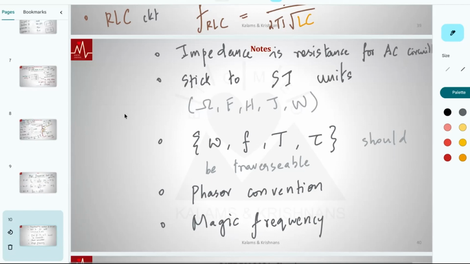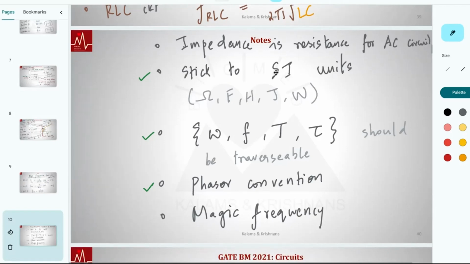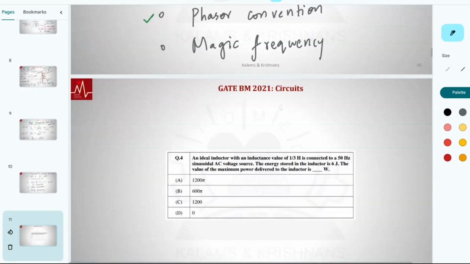What I spent time on is tabulating all the SI units. We made the table of omega, f, T, tau. We are able to do that. Tomorrow I'll try to find examples for the next class. Impedance is the resistance of an AC circuit. In fact, if you know that, you can answer most of the other GATE questions. And then magic frequency: let's see if there is a need for a worst case guess. Typically we can answer. Okay, that will do. But let's look at these questions.